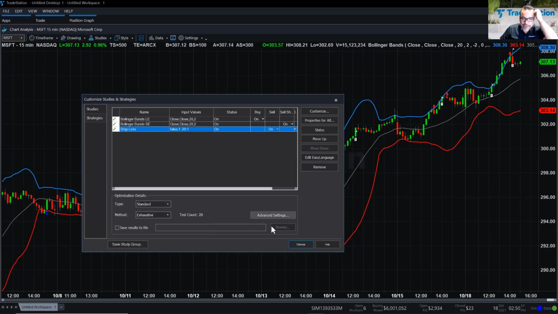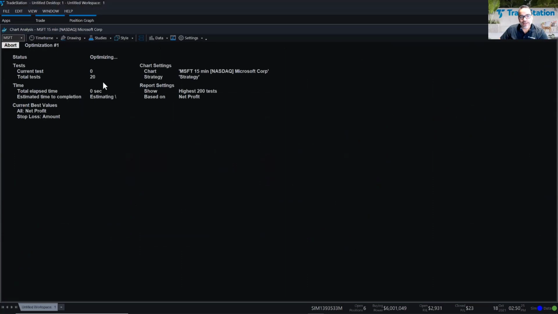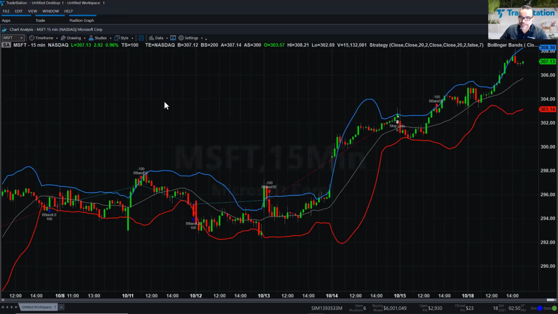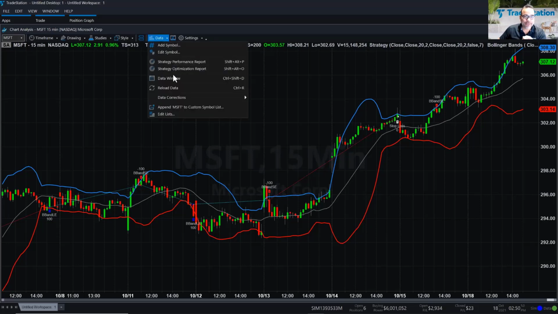Okay, let's go ahead and take a look. I'm going to click on optimize. This will run the tests, and you're going to see that within a few seconds, I'm back on the chart. That is how fast the optimization runs. It's very quick. I have a whole year worth of data here, and the strategy optimization report went through all the different variations of that stop, produced a report for each one, and gave me a report that's called the strategy optimization report.